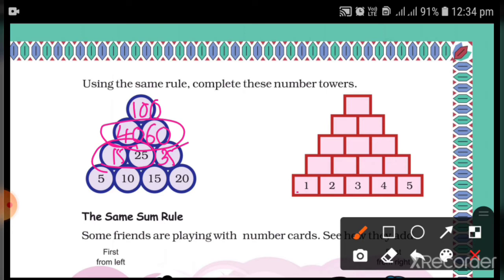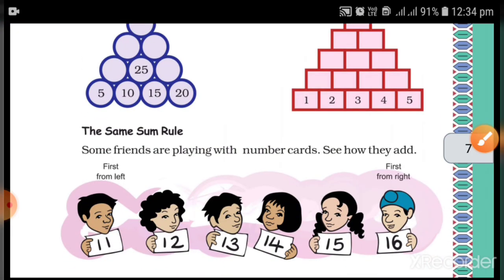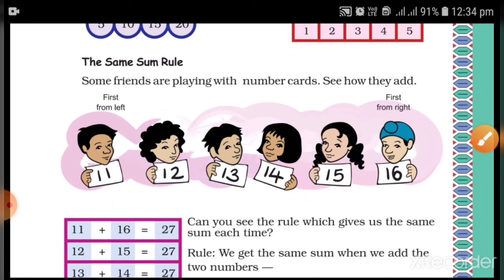Let's do it here. 1 plus 2, 3. 2 plus 3, 5, 3 plus 4, 7, 4 plus 5, 9, 3 plus 5, 8, 5 plus 7, 12, 9 plus 7, 16, 8 plus 12, 20, 12 plus 16, 2 plus 6, 8 and 1 plus 1, 2, now 8 plus 0, 8 and 2 plus 2, 4. In this way you have to make the patterns and complete this box.